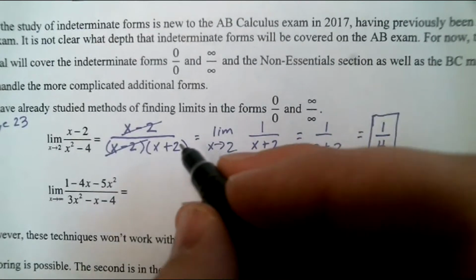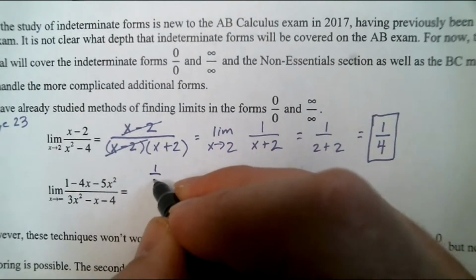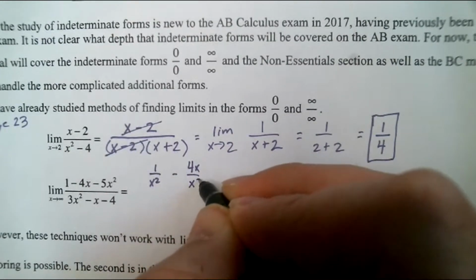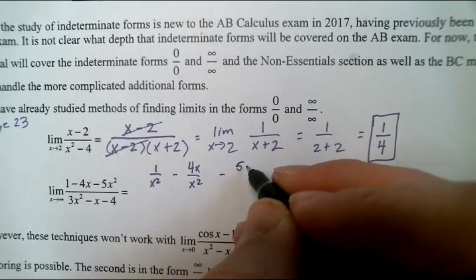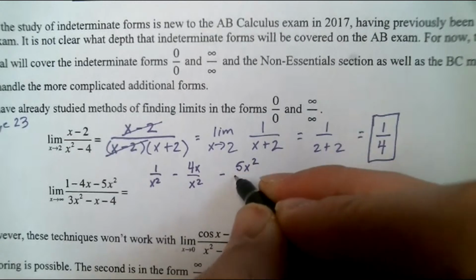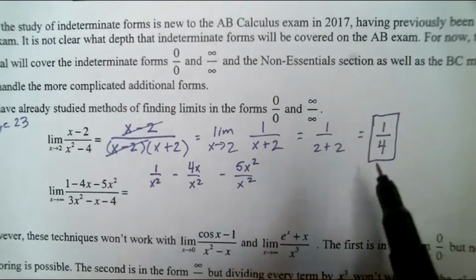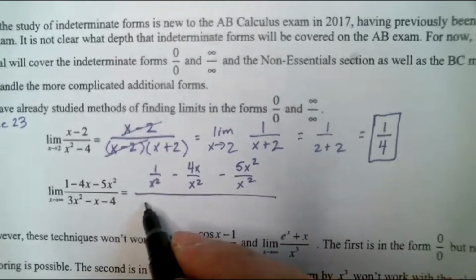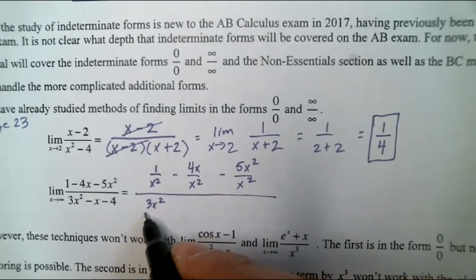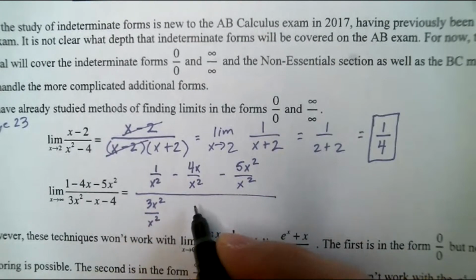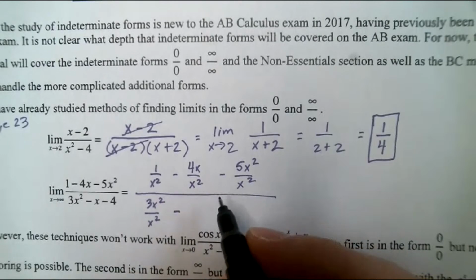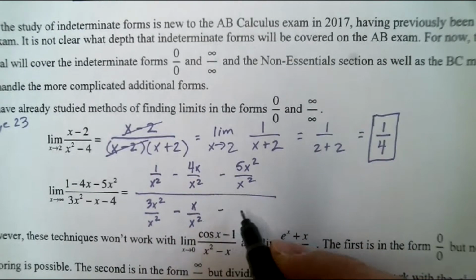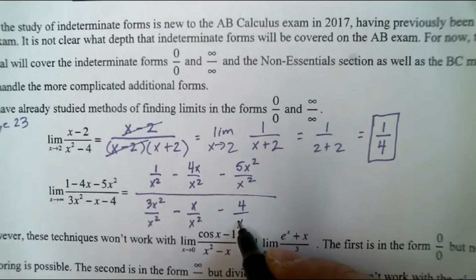So it looks something like this. 1 over x squared minus 4x over x squared minus 5x squared over x squared, and all of that is over 3x squared over x squared minus x over x squared minus 4 over x squared.